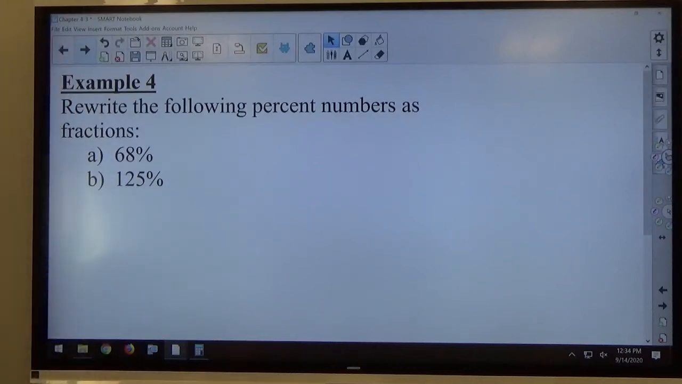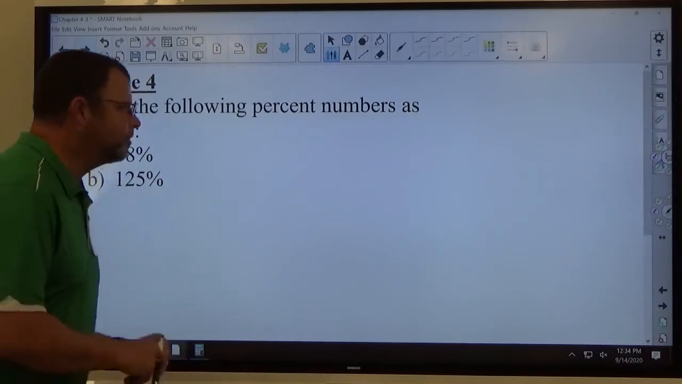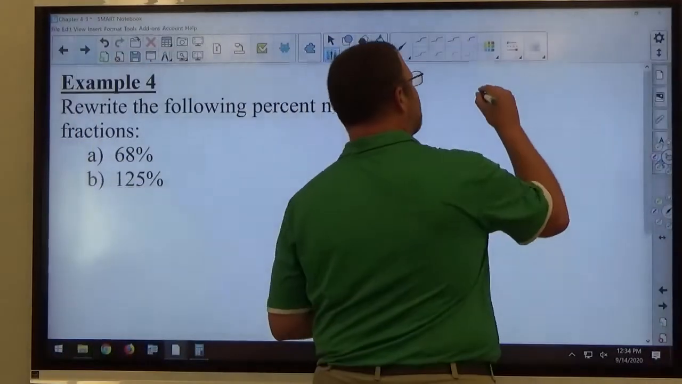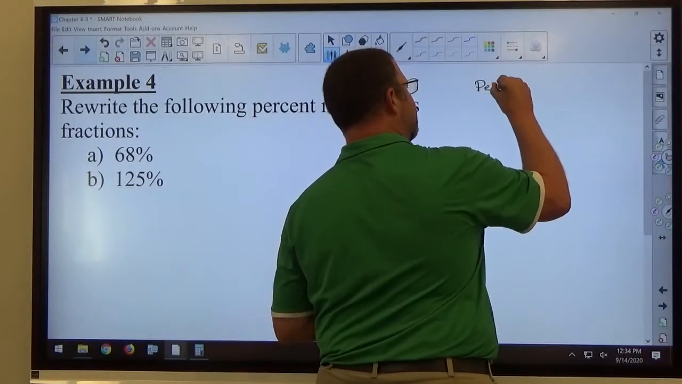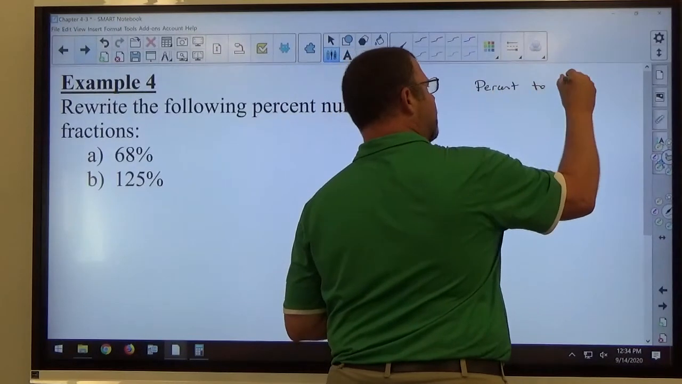Okay, example 4. Rewrite the following percent numbers as fractions. So here's how we're going to do this. Percent to fraction.